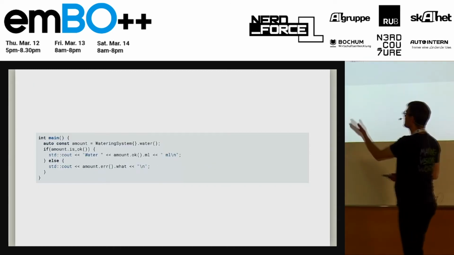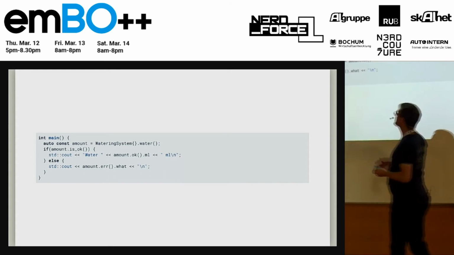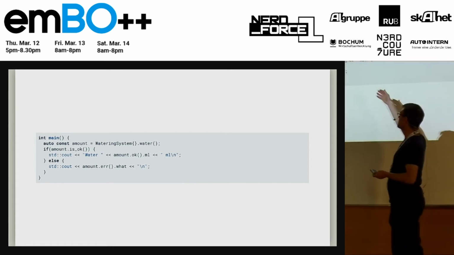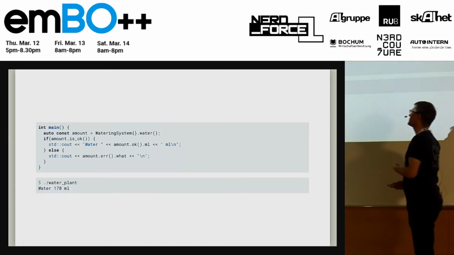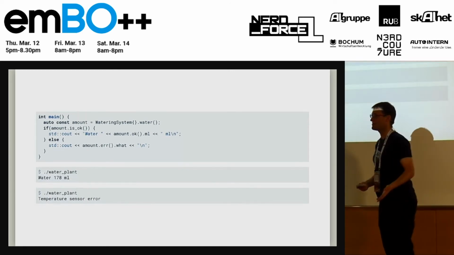And if I apply this in the main function, it's the same thing. I call this water function. I check, is it okay? I print out how much I could pump. And if it's an error, I print out the error message.